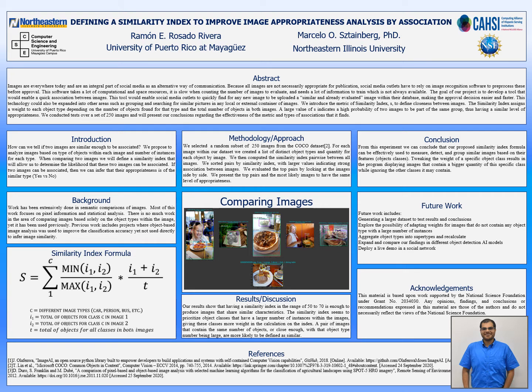Images are everywhere today and are an integral part of social media as an alternative way of communication. Because not all images are necessarily appropriate for publication, social media outlets have to rely on image recognition software to pre-process these images before approval. Image analysis takes a lot of computational power and time. This is because there are so many images to be analyzed. Therefore, we need to find a way to speed up this process.